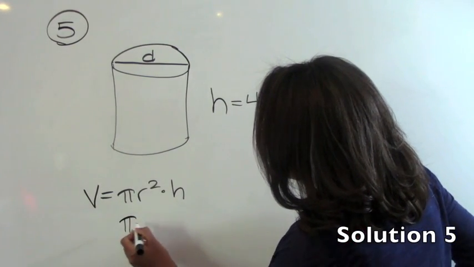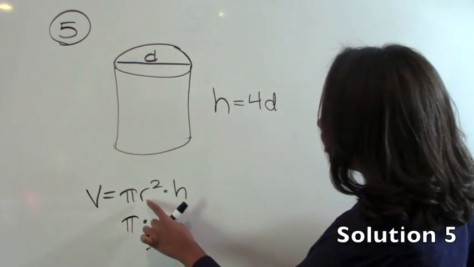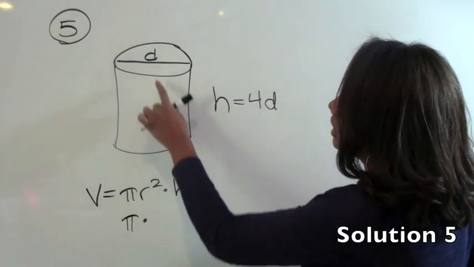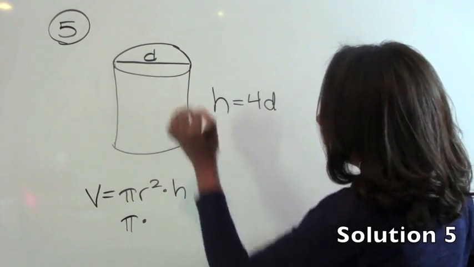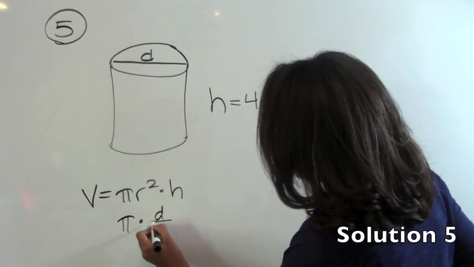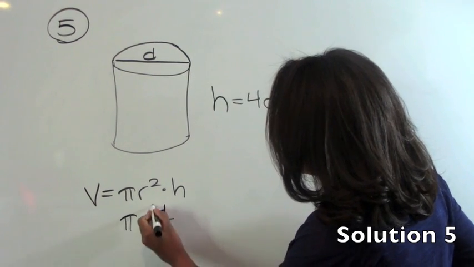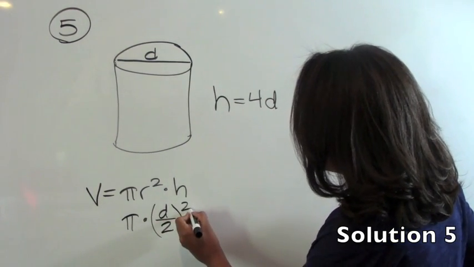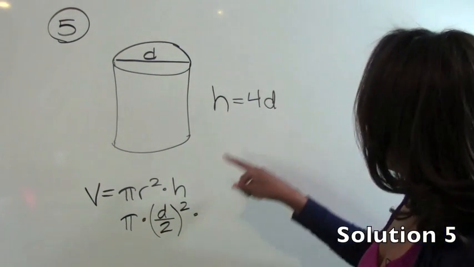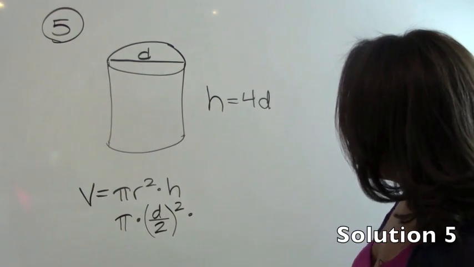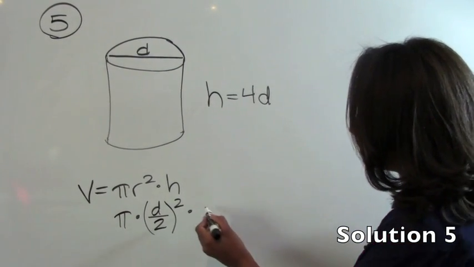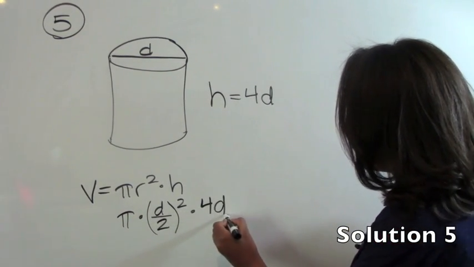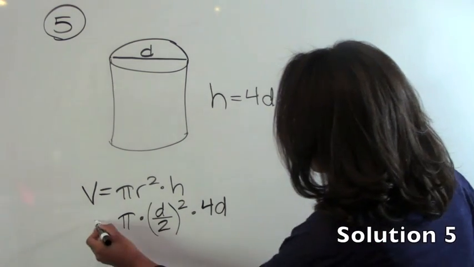So volume is pi r squared h. R, in this case, is 1/2 of d, because the radius is half the diameter. So you can say d over 2 squared times h. We want to substitute in 4d for h because our answer is going to be in terms of d. Okay, now all we have to do is simplify.